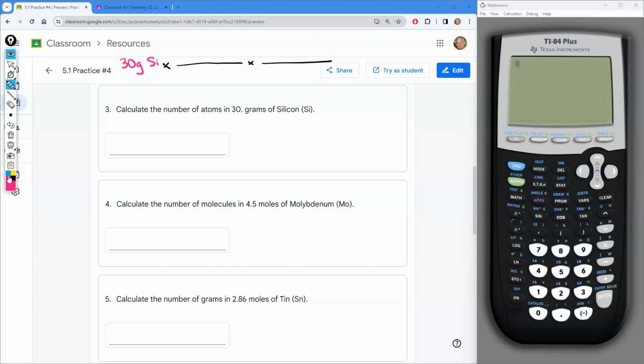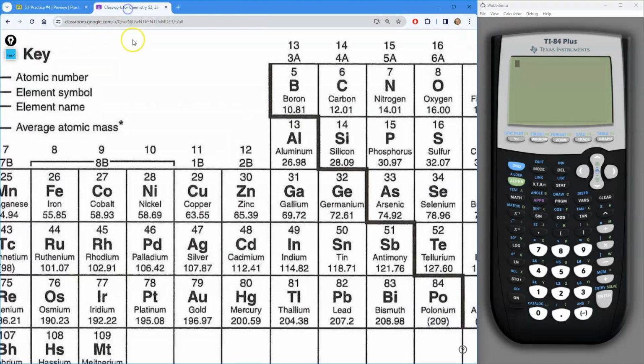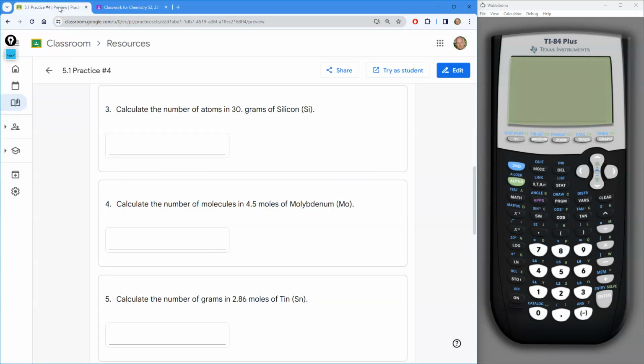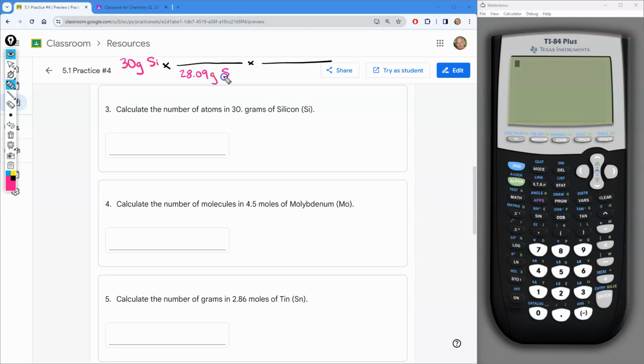Our first step is we are going to need to convert to moles. To go from grams to moles, we're going to use the molar mass. So silicon is 28.09. That's how many grams of silicon are in 1 mole of silicon. So my units of grams will cancel out.